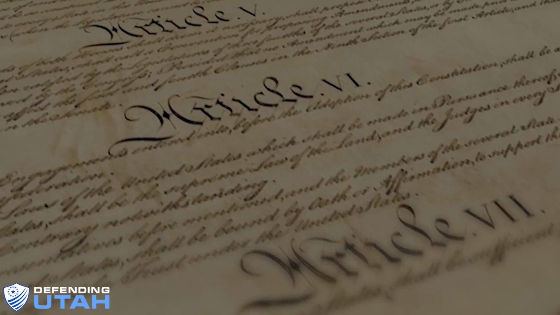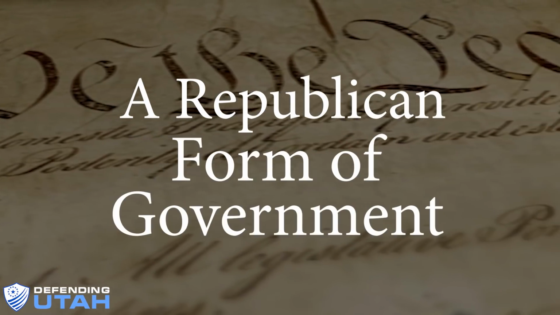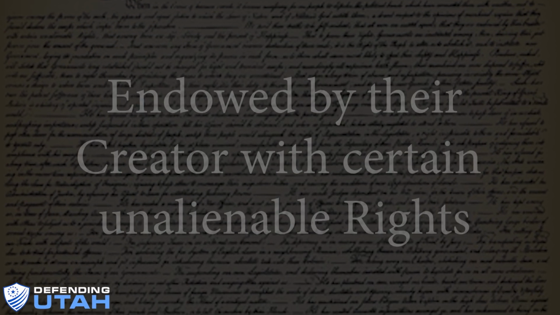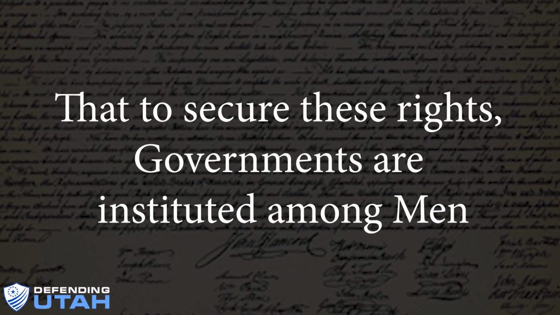Does that mean that the states have the authority to be as authoritarian as they want to be? Clearly, that is an absurd idea. Article 4 of the U.S. Constitution guarantees every state in the Union a republican form of government. In short, that means that each state must be based on the idea found in the Declaration of Independence that we are given by our Creator certain inalienable rights, and that government's role is to protect those rights.